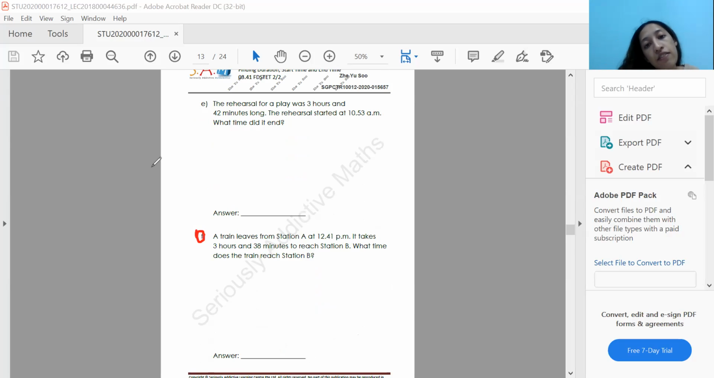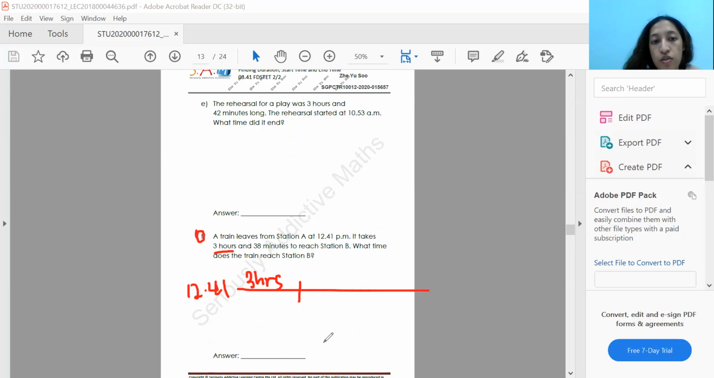Let's go through. A train leaves from station A at 12:41. It takes 3 hours and 38 minutes to reach station B. Okay, so let us deal with the hours first. 3 hours later. 12, 1, 2, 3. So 3:41 p.m., right? And then 3:41 p.m. We have dealt with the hours. Let us move on to the minutes.